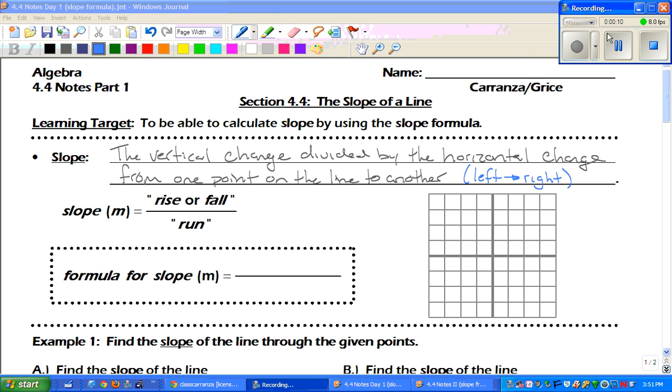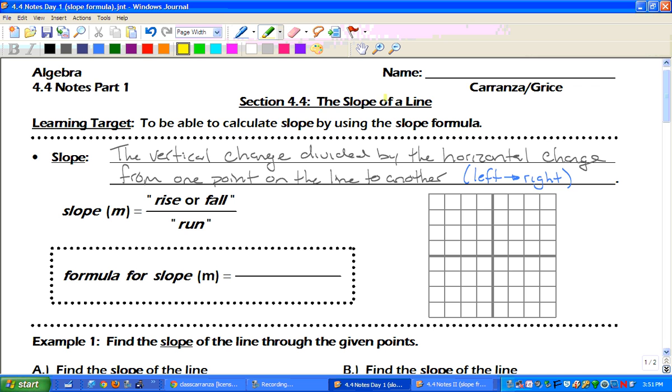Today we are talking about the slope of a line. Today you should be able to calculate slope by using the slope formula. So let's talk about slope.